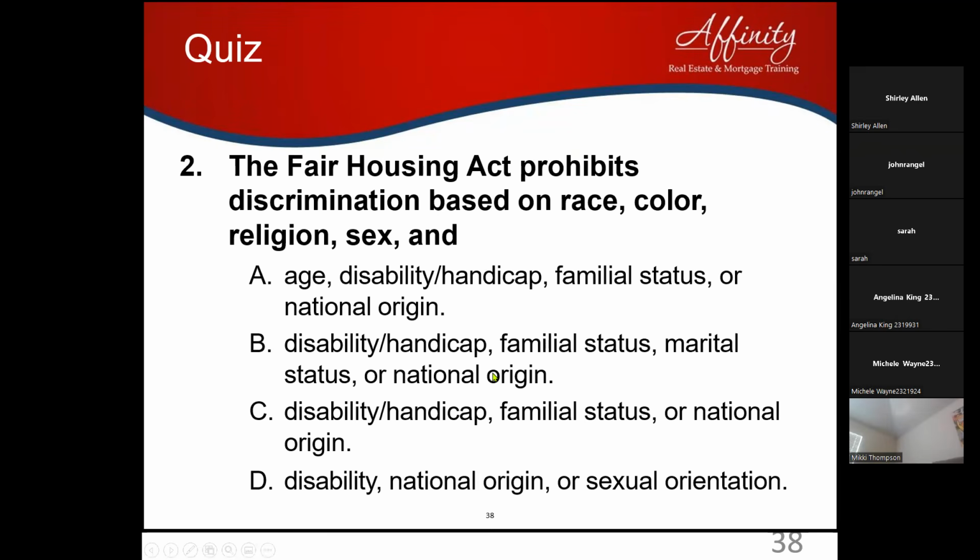Second one, the Fair Housing Act prohibits discrimination based on race, color, religion, sex, and... Very few people get this one, so I'm going to see how you guys do. Post in the chat, A, B, C, or D. I have one brave soul posting, 2. Some people got it, some people didn't.